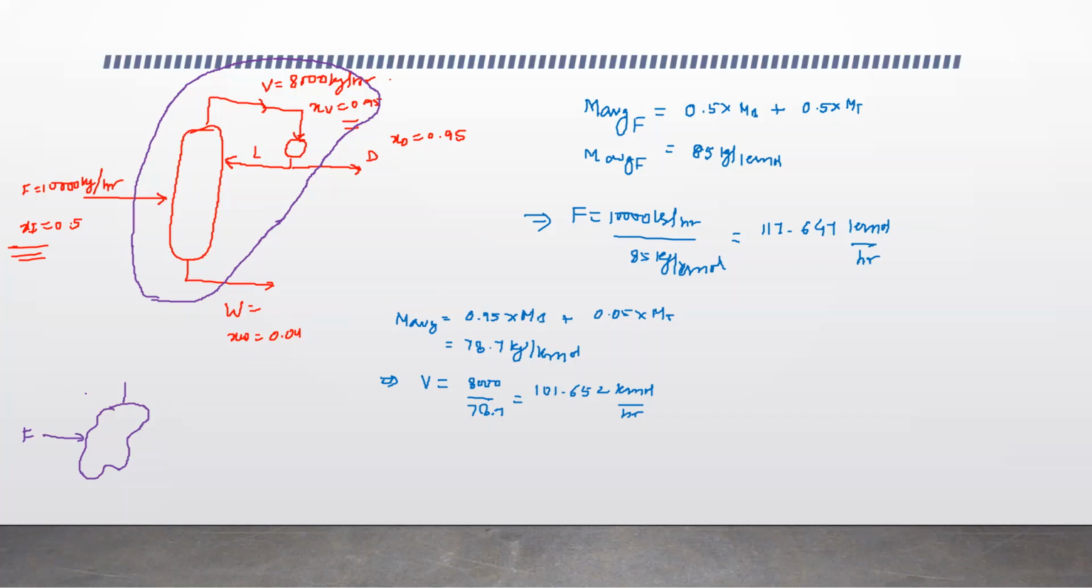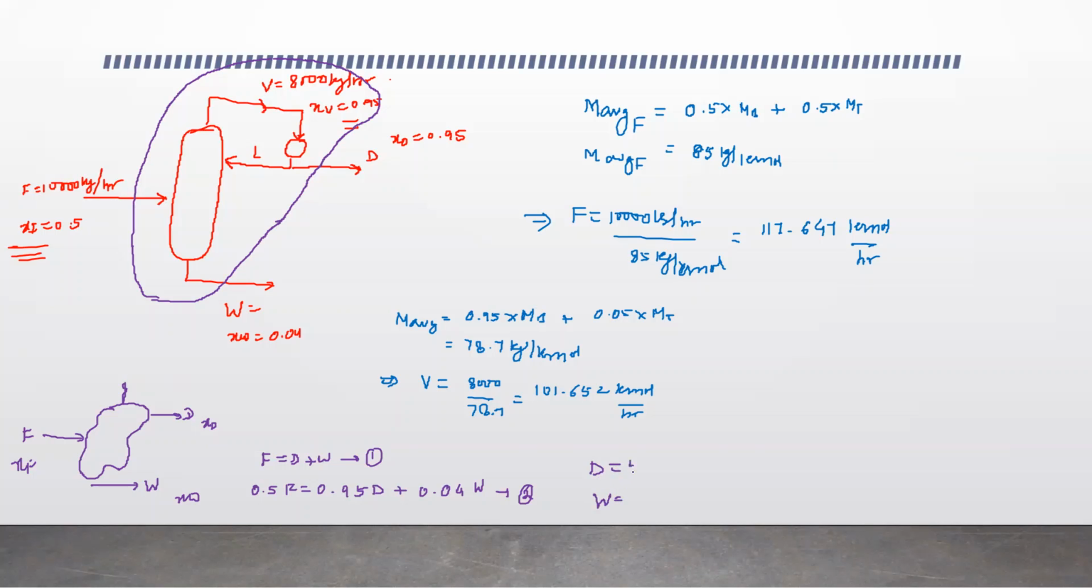We have F, we have D, and we have W. Okay, we have XD, we have XW, we have XF, right? So we'll form the overall material balance equation. F is equal to D plus W. You have the value for F. We'll form the component balance equation. So 0.5F is equal to 0.95D plus 0.04W, right? We have again F. So when we solve these two equations, we'll get D and W.